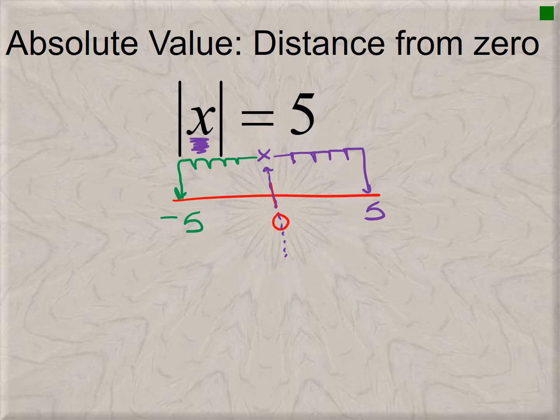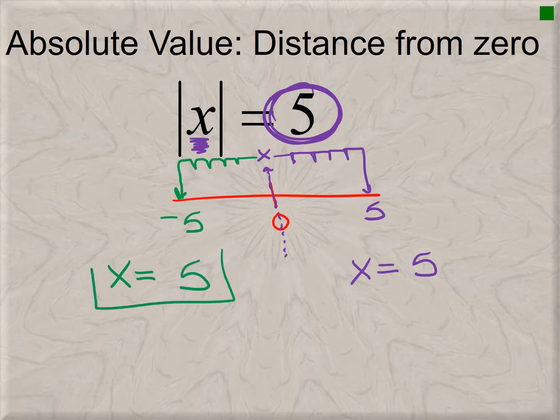To solve this, we're going to take what's inside the absolute value. Oh, that should be green. I'm so non-consistent. We're going to take what's inside the absolute value and set it equal to the positive number over here, because that's the distance we're going. We're going a distance of 5, and the negative distance of 5. Both of these are our answers in this case, and that's supposed to have a negative. It disappeared.